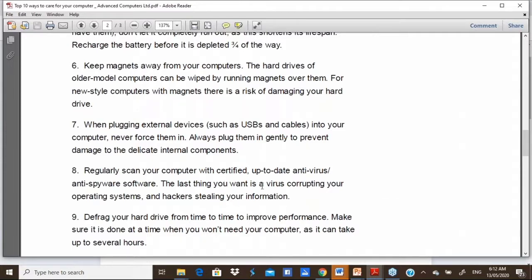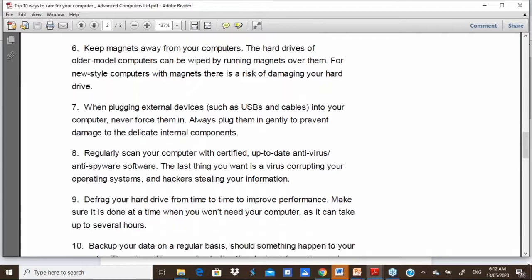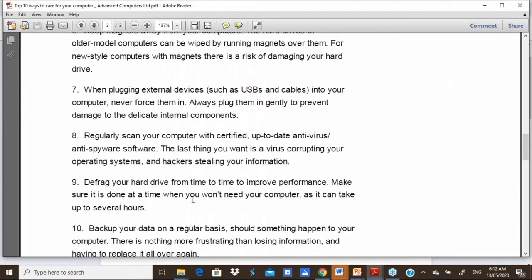The last thing you want to do, trust me, is to allow a virus to corrupt your system or hackers to steal your information. So regularly find a way to update your antivirus and scan your system. Defragment your hard disk from time to time to improve your performance. Sometimes people complain, "My system was not slow before, but now it's slow." Defragment your hard disk.